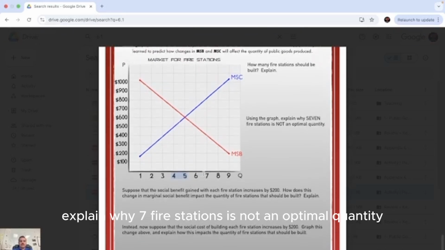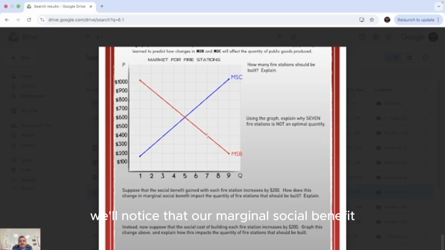Using the graph, explain why 7 fire stations is not an optimal quantity. At this point, if we are at 7, we'll notice that our marginal social benefit is less than our marginal social cost. So it's not optimal because it's going to cost us more money than we actually would benefit off of producing those fire stations. So there would be just too many fire stations. So our MSC would be greater than our MSB.